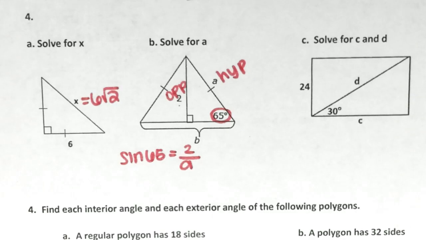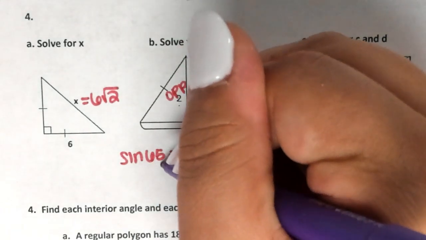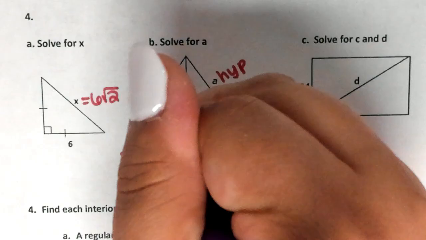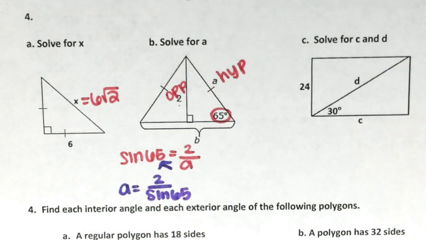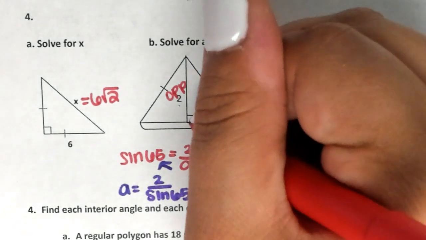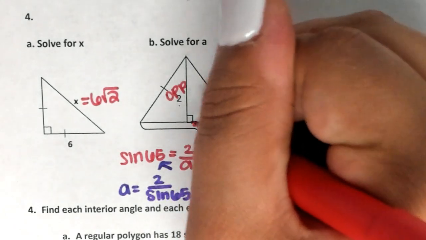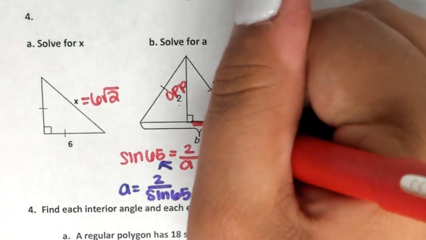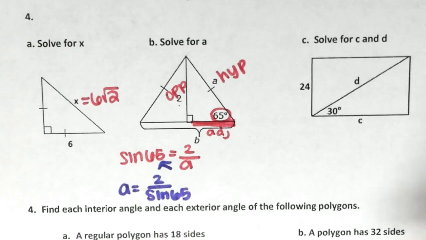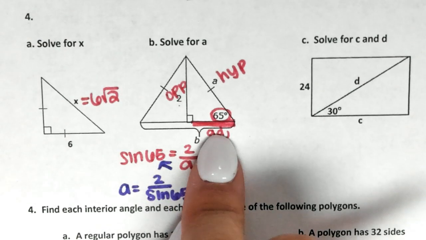And what do I do next? Switch them. So A is going to equal 2 over sine of 65. And then again, what do you do before you type this in the calculator? Degree mode. Please be in degree mode. Okay? To find B, you can't actually find all of B. You have to first find this right here. What is that section right there? That's just the adjacent.